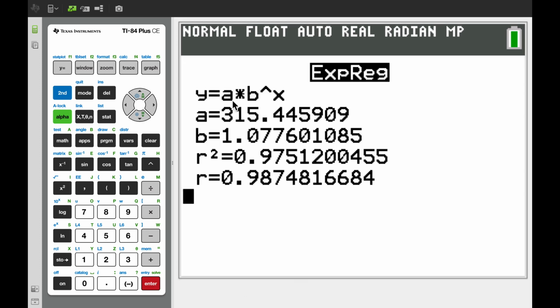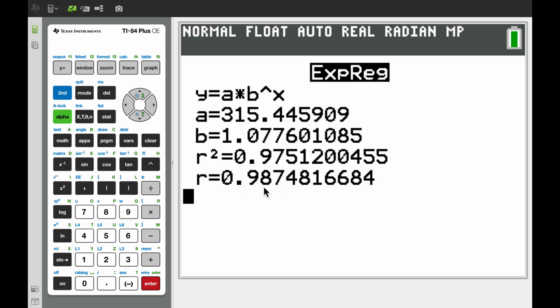Notice how it says y equals a times b to the x, so we know that this is an exponential equation. It gives me a is 315. That means in year 0 we had 315 pairs of bald eagles. That seems really reasonable, okay? And then the rate is 1.077. So if you think about what percent that is, that means that it was 1 plus 0.077, or it grew by 7.7%. Okay, so that seems reasonable.